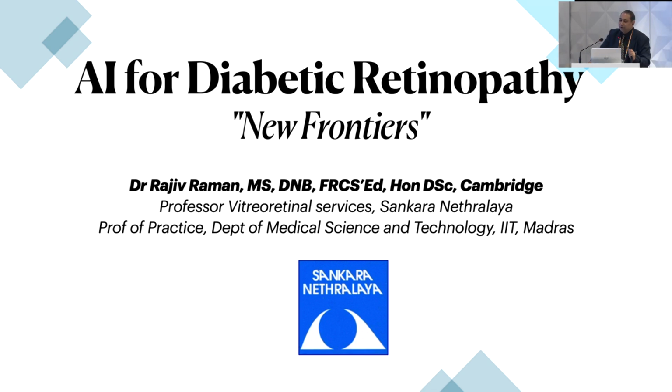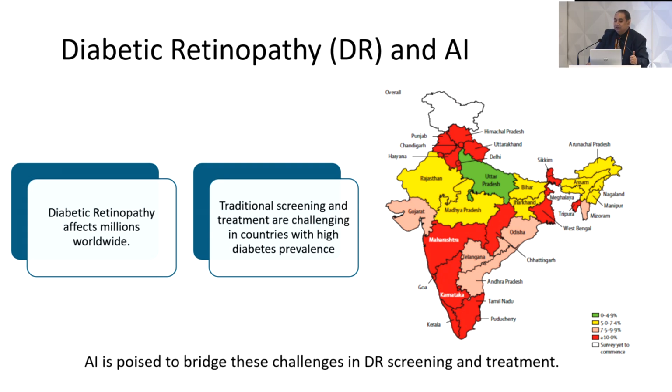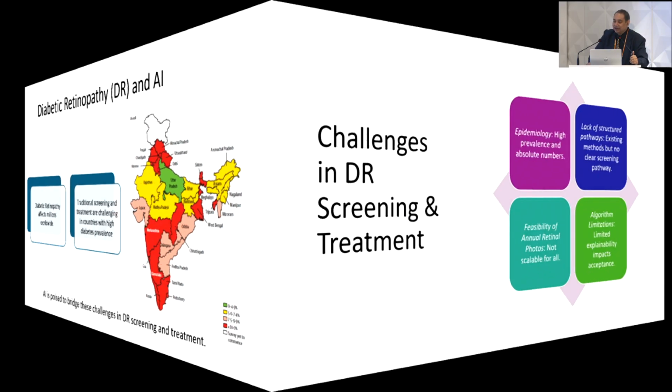I'll be talking on some new frontiers in AI for diabetic retinopathy, and already we know that diabetic retinopathy affects millions. The prevalence of diabetes in India is less than that of the US. The problem is our absolute numbers. Our absolute numbers are so high that traditional screening and treatment is challenging, especially if the prevalence is pretty high, and AI is probably poised to bridge this challenge between screening and treatment.